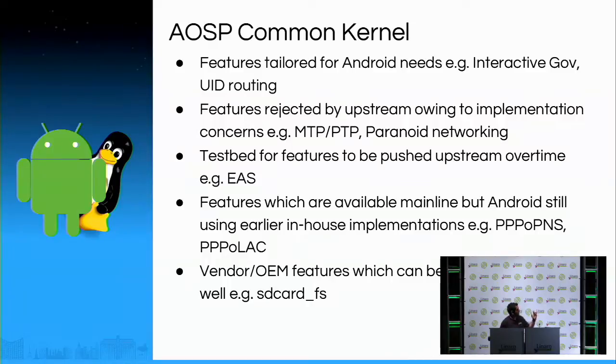Okay, so you will find that there are a few features tailored specifically for Android needs, for example, interactive governor and UID-based routing. I'll talk later about why, for example, there is already an on-demand governor in the mainline tree, so why we are not using that and why we are using interactive governor instead. I'll cover all these aspects later in my slides. Then there are a few features which were rejected by upstream maintainers because they did not like the implementation, or it had to be done in a particular way, and Android chose to do it their own way.